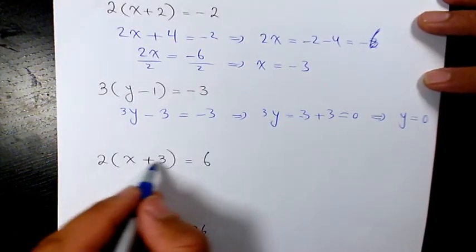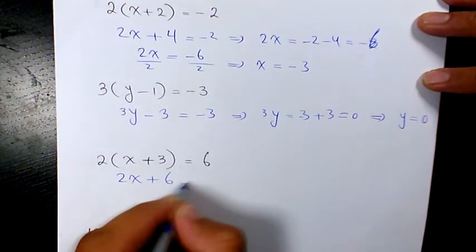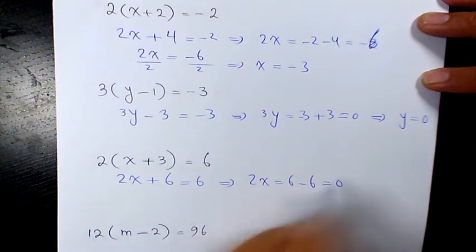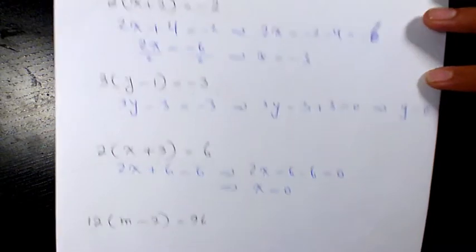2 times x plus 3 equals 6, so I distributed: 2 times x plus 2 times 3 equals 6. So we have 2x equals 6 minus 6, which is 0. It means that x will be 0, because 0 divided by 2 is going to be 0.